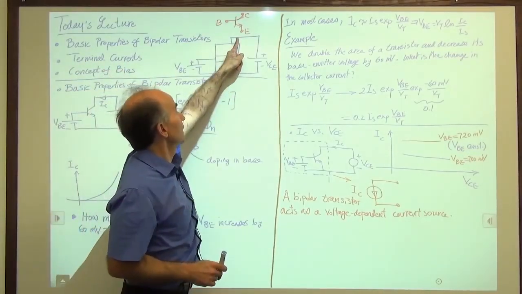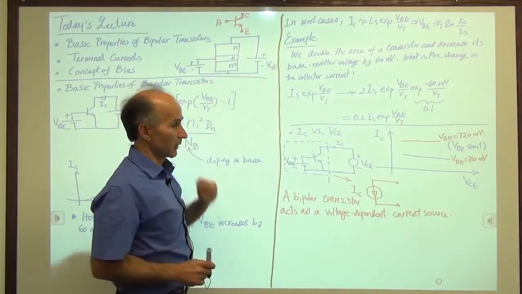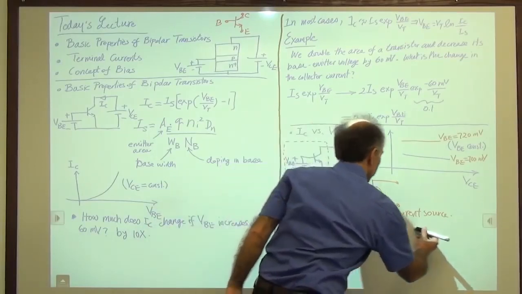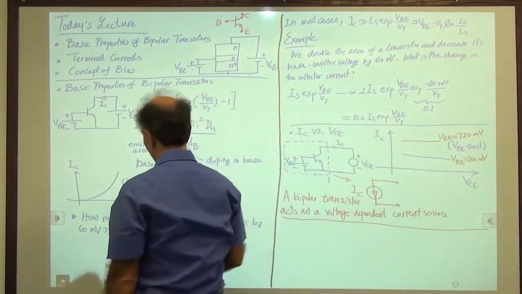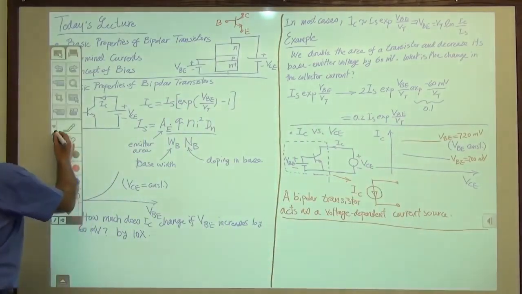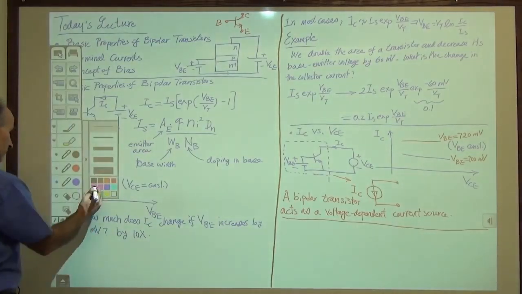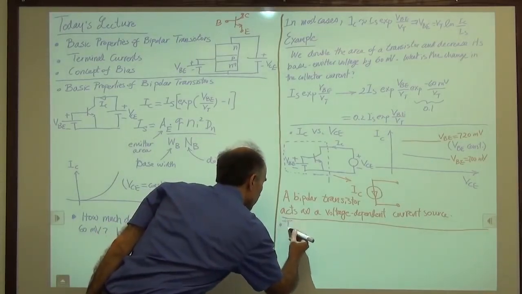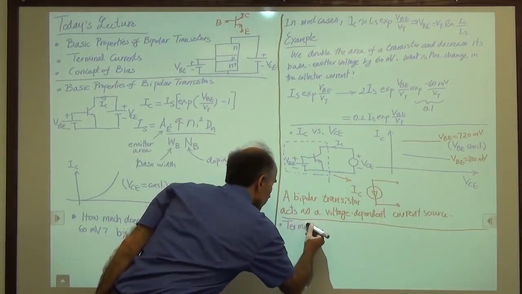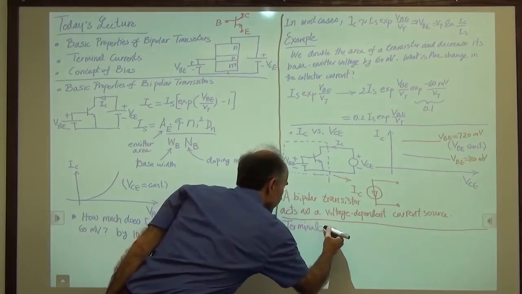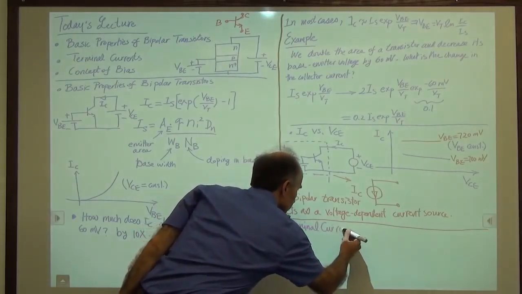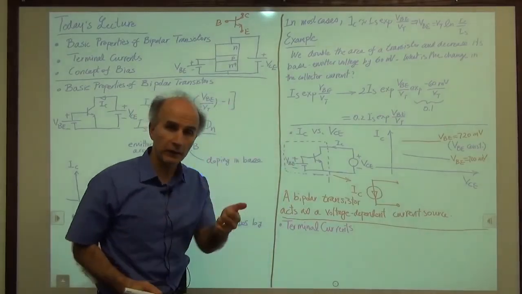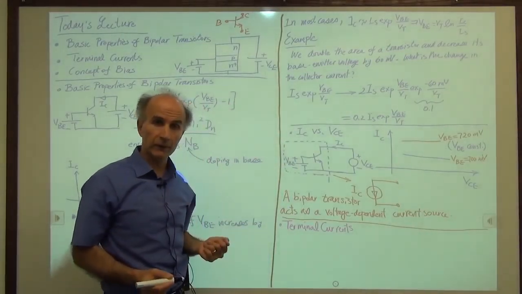The currents that flow through the collector, through the base, and through the emitter. So let's talk about that a little bit. It's not that difficult, so we can fit it in here. So we'll talk about terminal currents. Okay, so we would like to find the collector current, the base current, and the emitter current.